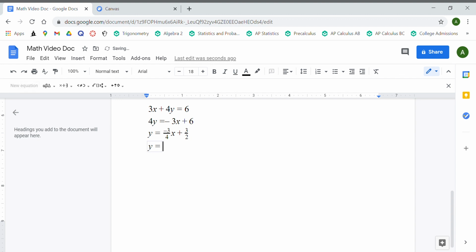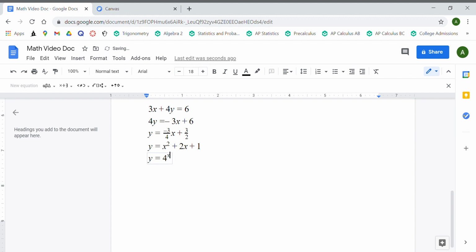How about this one? Is this a linear function? No, it is not. y equals x squared plus 2x plus 1 is not a linear function. This is what we call a quadratic function, which we're going to be talking about later. It's an algebra 1 topic primarily.